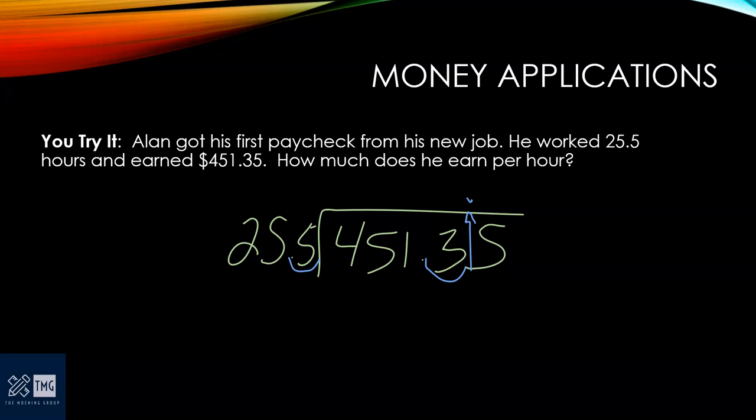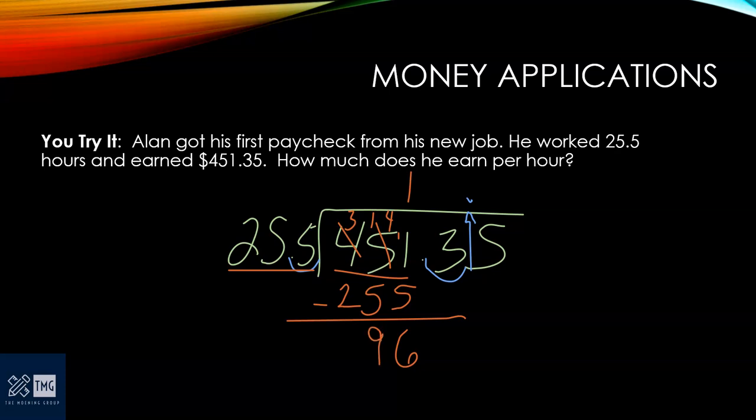So now as I'm looking through this, I have 255. It goes into 451 one time. So 1 times 255 gives me 255, and I subtract. I borrow, 11 minus 5 is 6. Need to borrow again. 14 minus 5 is 9. 3 minus 2 is 1. I bring down my 3. Now, how many times does 255 go into 1963? You might have to play with this a little bit. After you play around, you might say, well, what about 7?